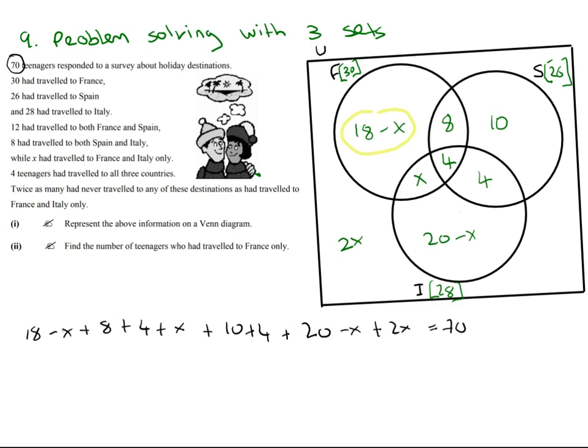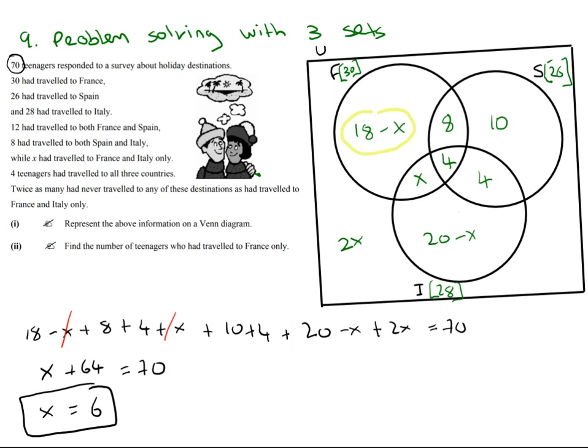So what happens is these x's cancel. The minus x plus 2x just becomes x. 18 plus 8 plus 4 is 30, 40, 50, 60, 64. So x plus 64 is equal to 70. x becomes equal to 70 minus 64, which is 6. So x is equal to 6. If the question just asks you to find x, then that would be your final answer.